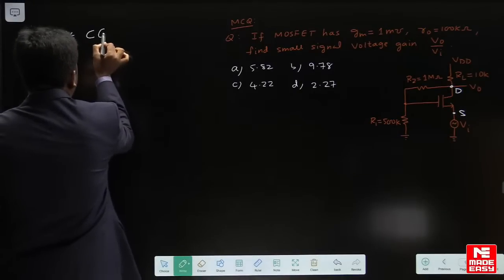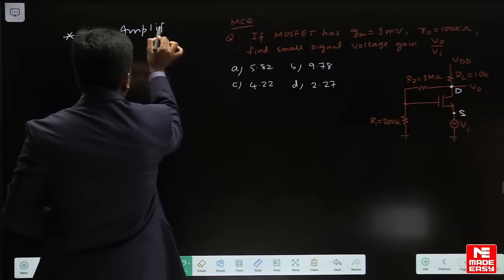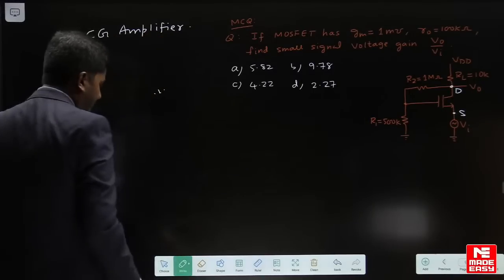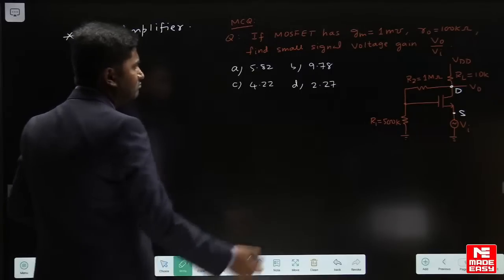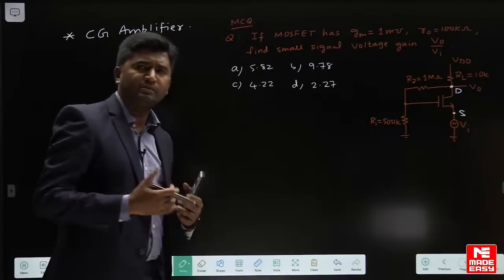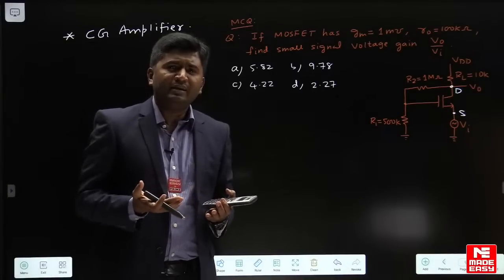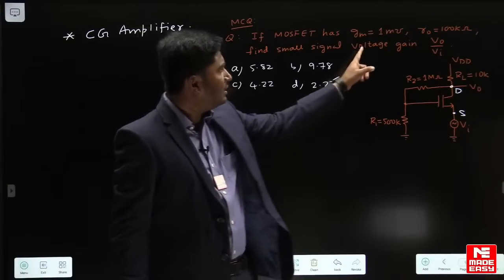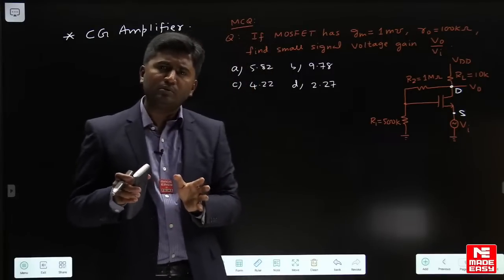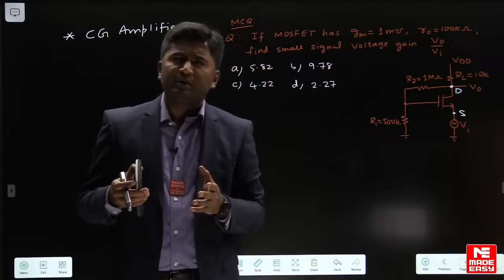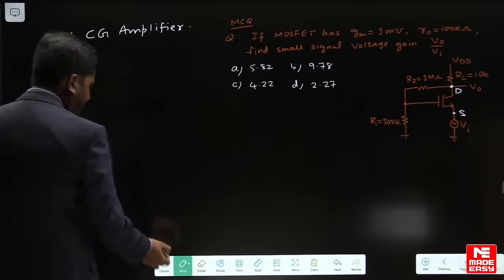It is a CG amplifier, common gate amplifier, and we have to find out voltage gain. So let us replace MOSFET with a small signal model. There is no need of DC analysis here because parameters are directly given in the question. So you directly replace the MOSFET with small signal model and then use some basics of networks to find out that gain V0 upon Vi.